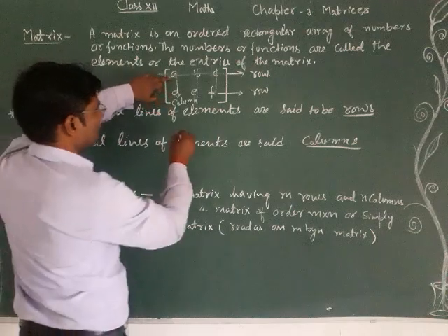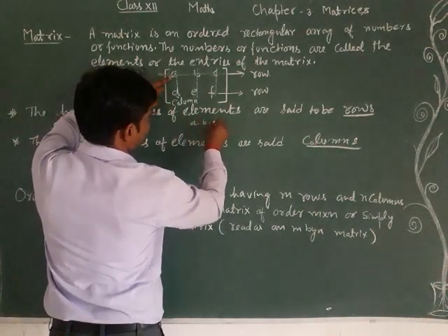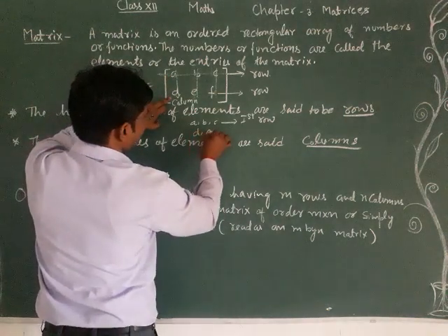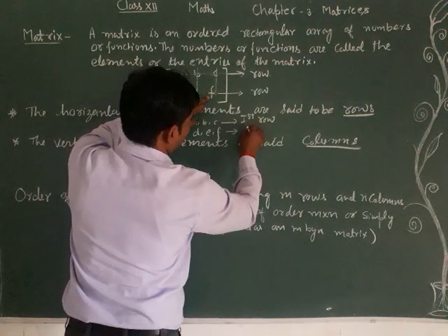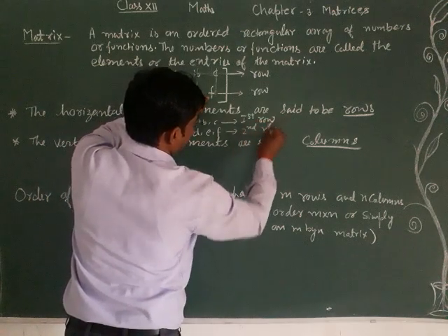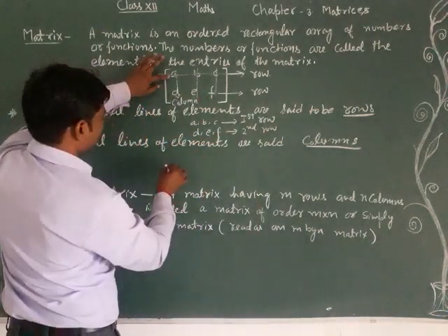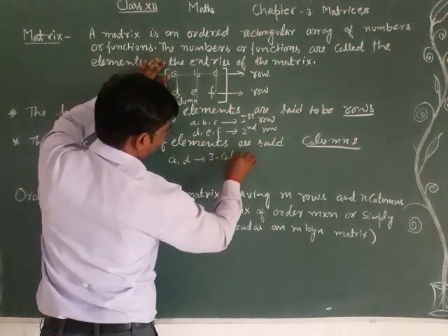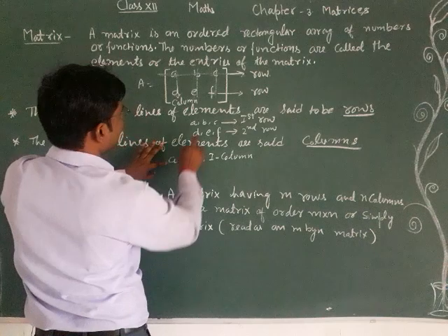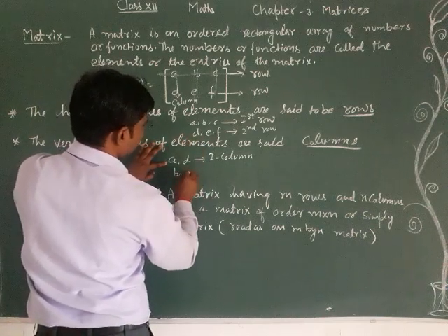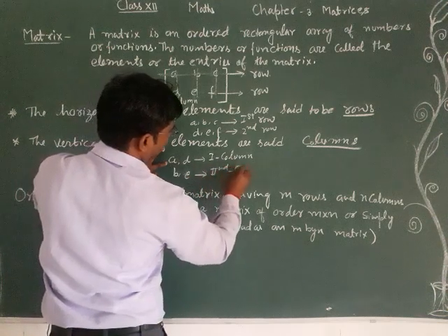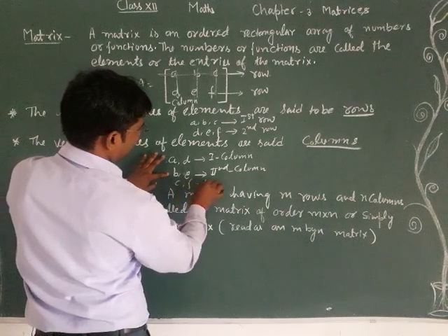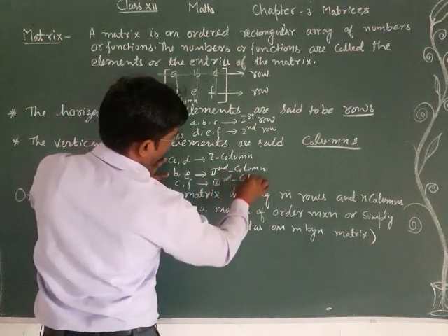So the rows: a, b, c is the first row, and d, e, f is the second row. And the vertical columns: a, d is the first column, b, e is the second column, and c, f is called the third column.